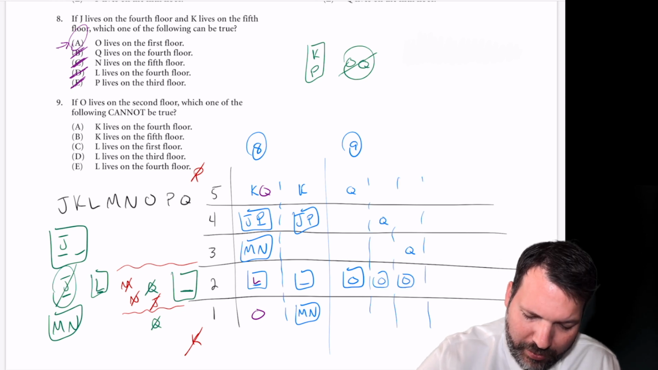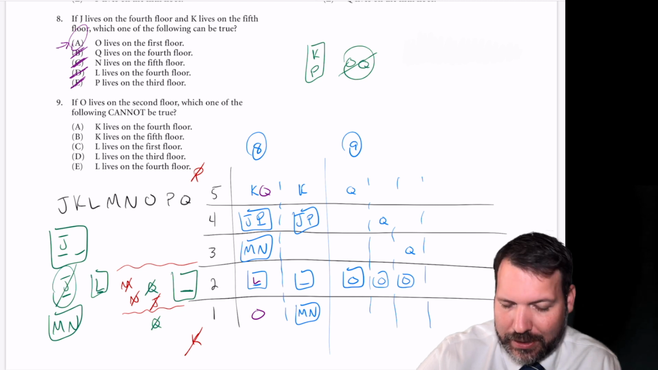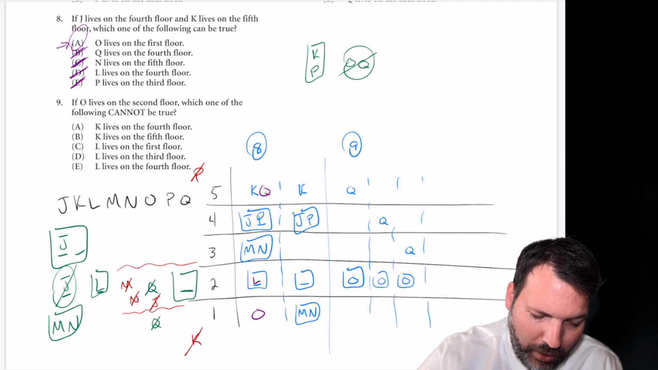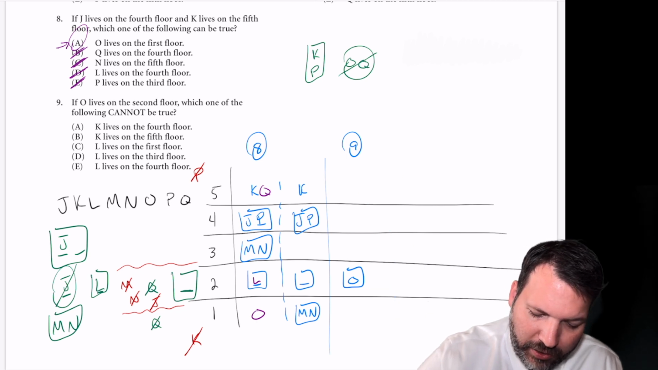But again, there are just so many possibilities. I don't think this is going to be any more productive than just trying out the answer choices one at a time. So I may just go ahead and try out the answer choices instead. K lives on the 4th floor. Well, if I put K there, K has to be above P, so P would have to be 3rd. J has to go with someone, and L has to be by herself, but I don't have any deductions about it, so can I put L there?